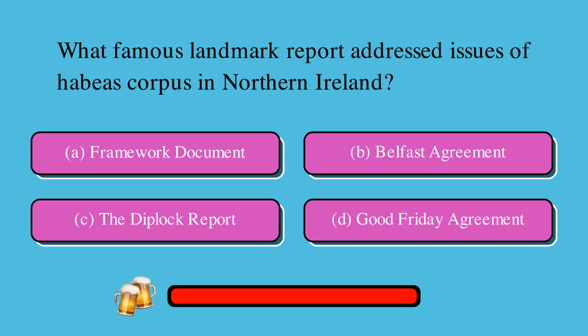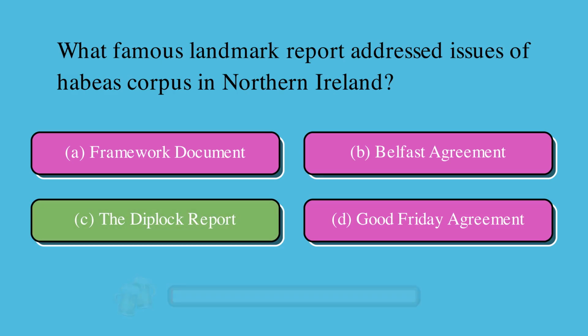What famous landmark report addressed issues of habeas corpus in Northern Ireland? Is it A. Framework Document, B. Belfast Agreement, C. The Diplock Report, or D. Good Friday Agreement? The correct answer is C. The Diplock Report.